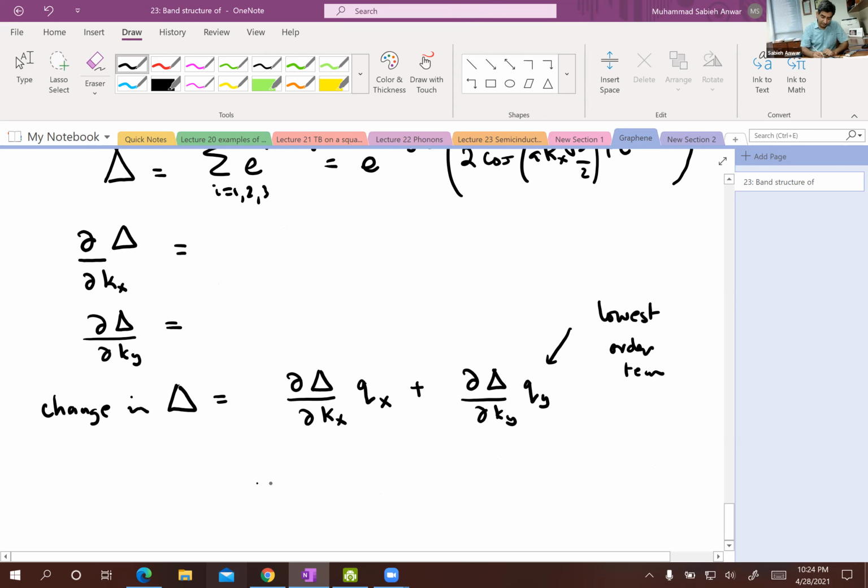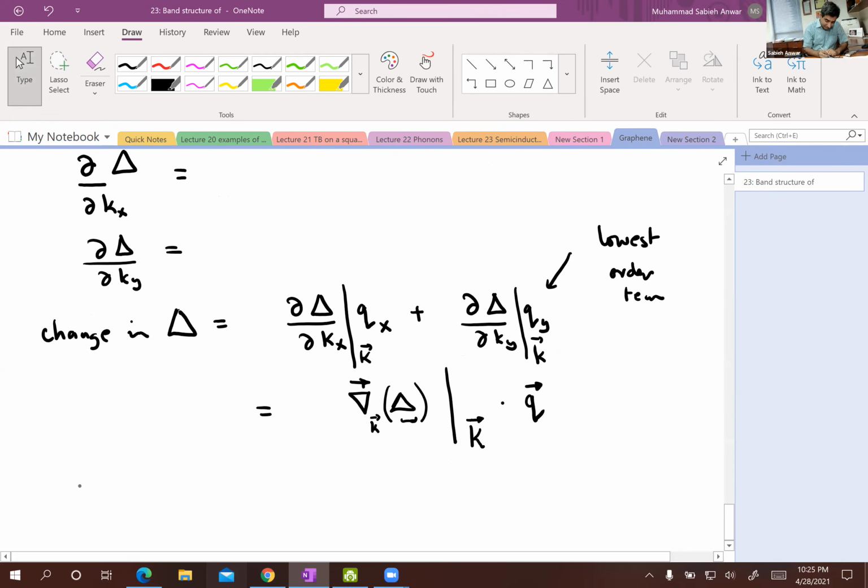And in vector notation, this is simply the gradient of this thing, which we've defined over there in the K space, computed at the K point, capital K point. So we really need to compute this at the capital K point, multiplied with the vector Q. Okay, so the change in some parameter is given by the gradient of that parameter multiplied by the amount of change in the parameter space, right?